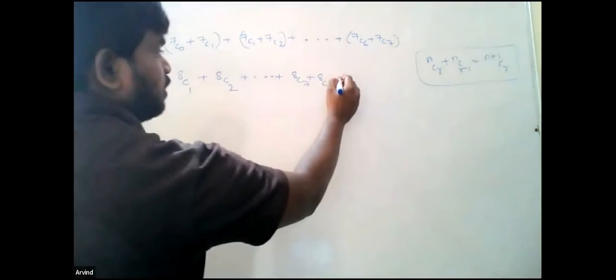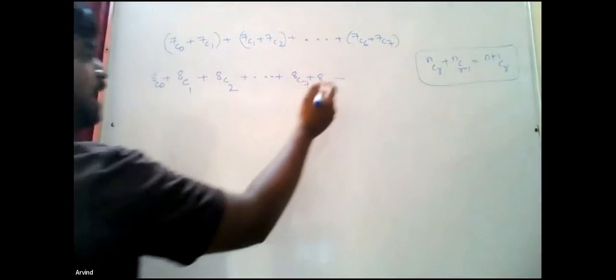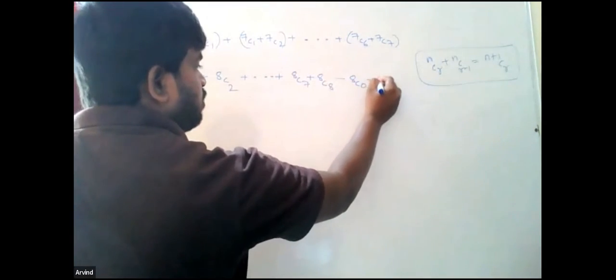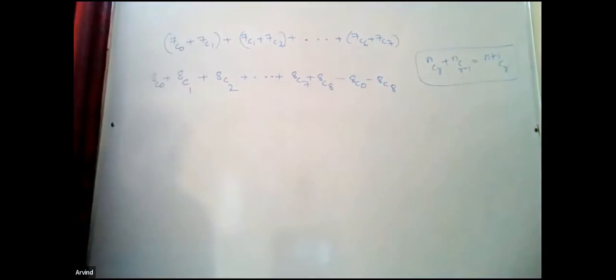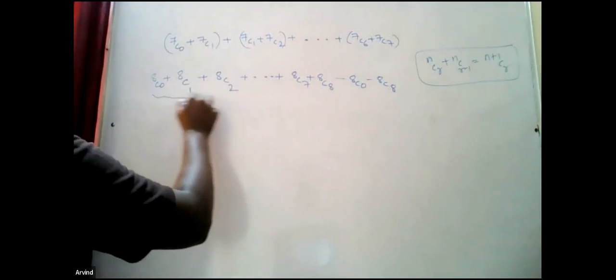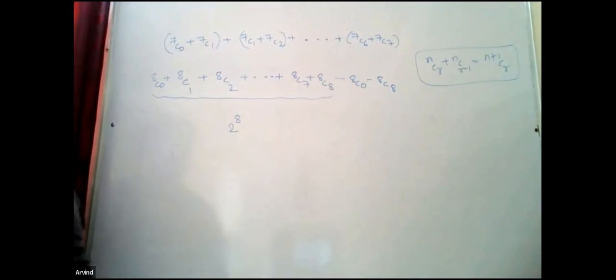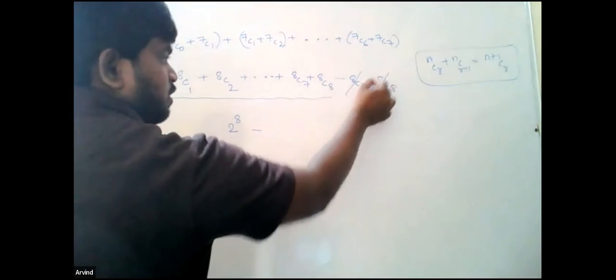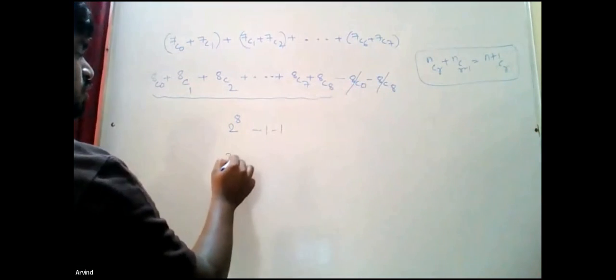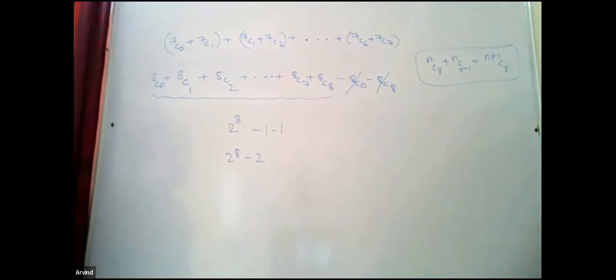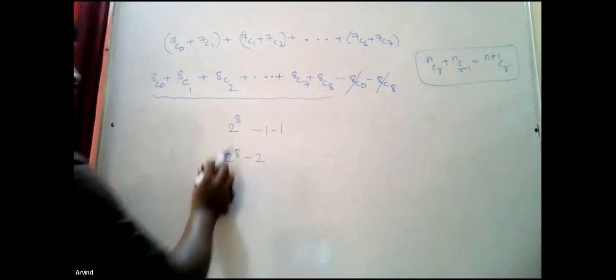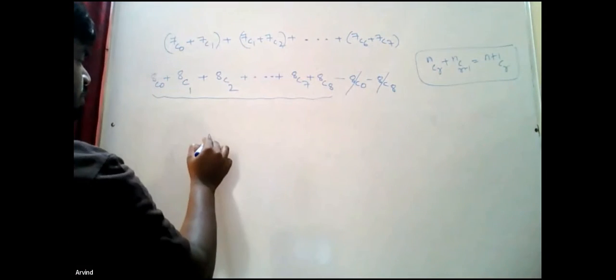But if you simply add it, you should also subtract it. 8C0 minus 8C8. So this complete value is what? 2 to the power 8, minus the value 1, minus the value 1. So 2 to the power 8 minus 2. That's the answer. Remember this formula, we have used it in many places.